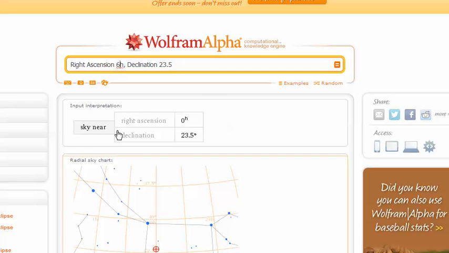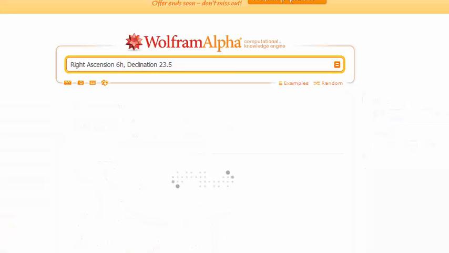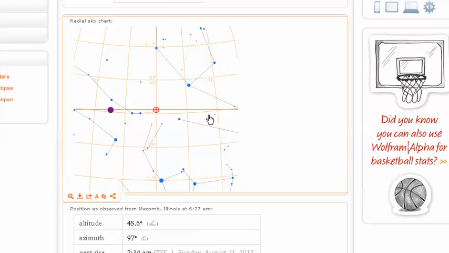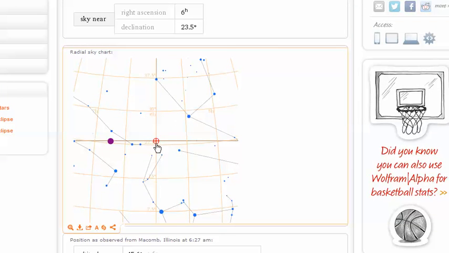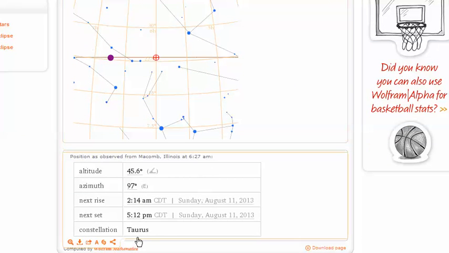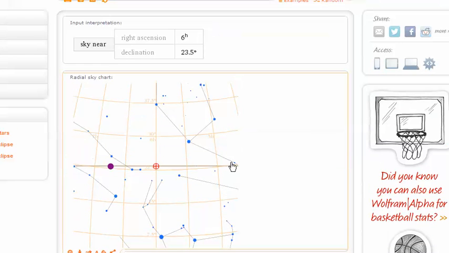It should be 6 hours right ascension, and you can see Mr. Orion down here. There's Betelgeuse, and you can see that it's above Betelgeuse, about a few degrees above Betelgeuse, and it's in the constellation Taurus, which is strange because I was really expecting it to be in Gemini.